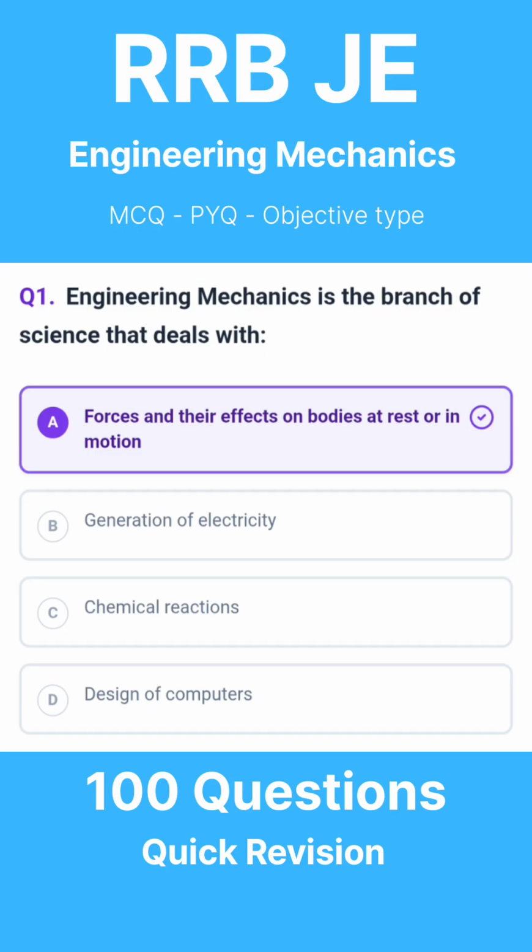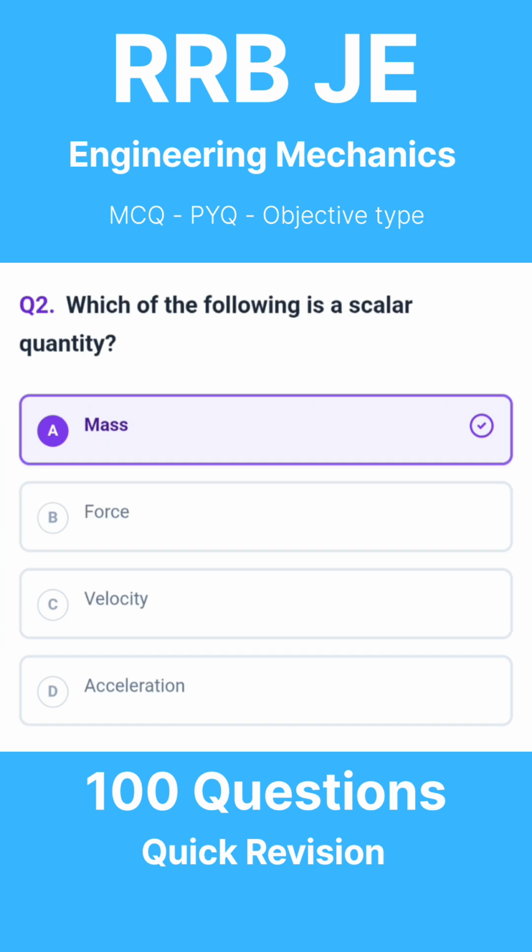Question 1. Engineering mechanics is the branch of science that deals with. The correct answer is forces and their effects on bodies at rest or in motion. Question 2. Which of the following is a scalar quantity? The correct answer is mass. Question 3. Which of the following is a vector quantity? The correct answer is momentum.